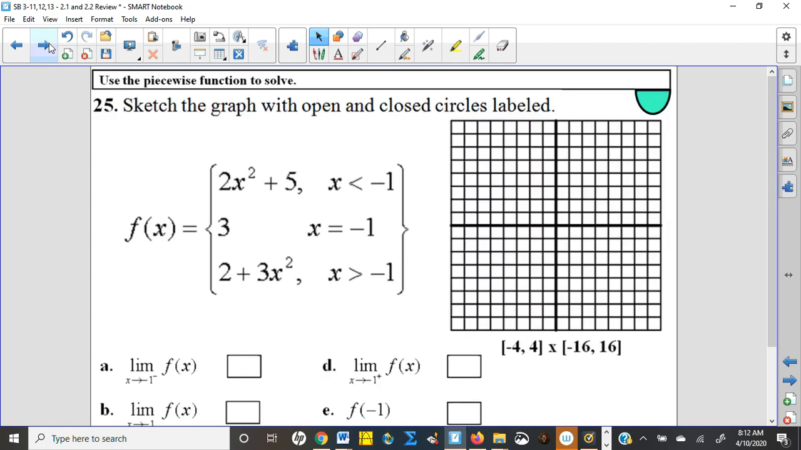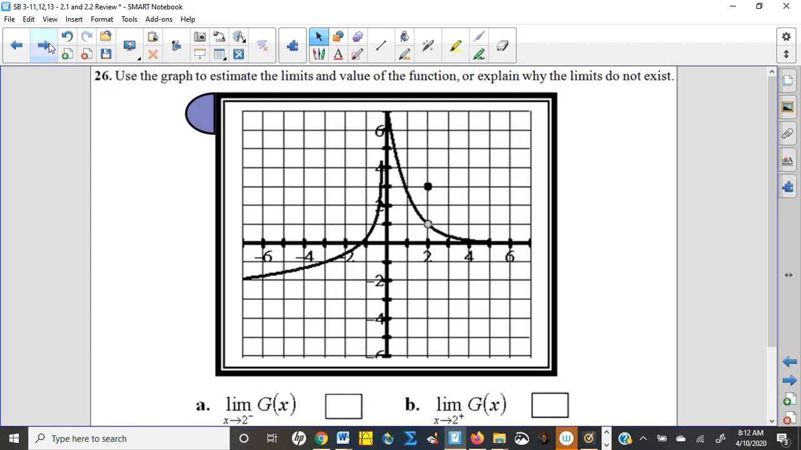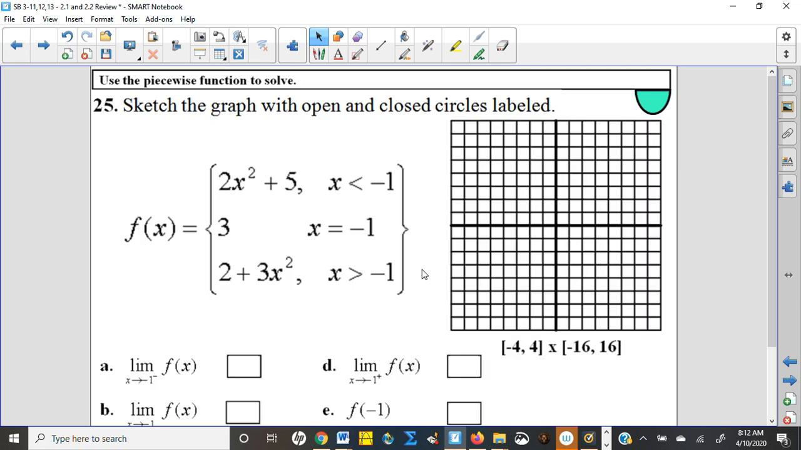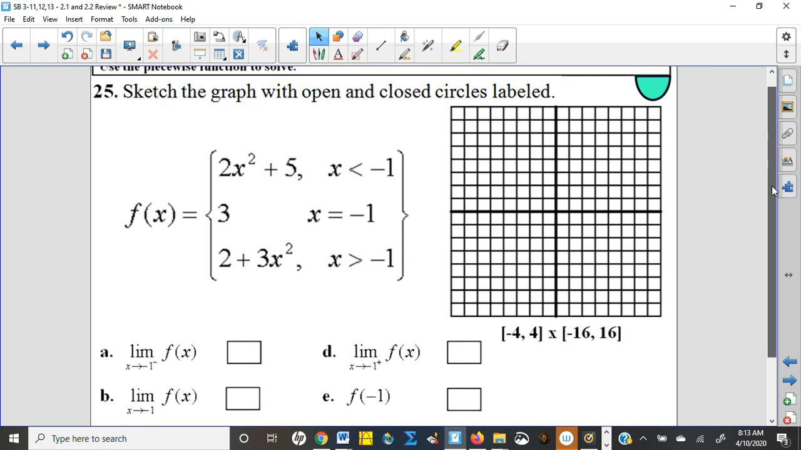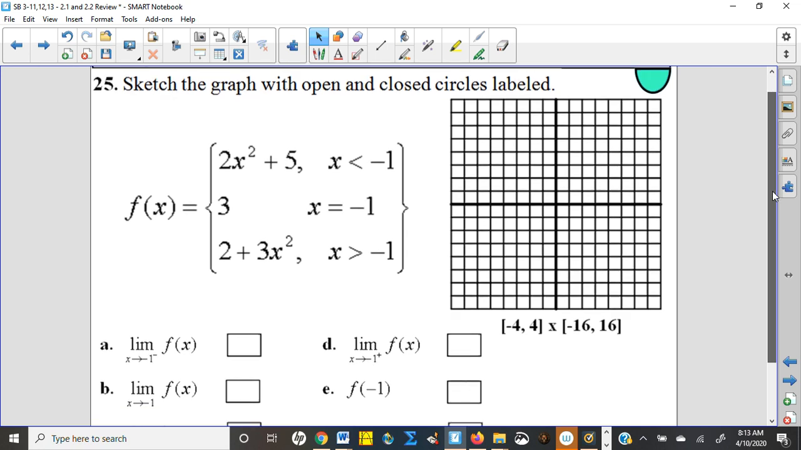And like I said, there were a couple more of these graph interpretation problems at the end. This one was given to you, and this one we had to graph ourselves. Let's go ahead and take a look at number 25 here. So it looks like the breakpoint is -1.